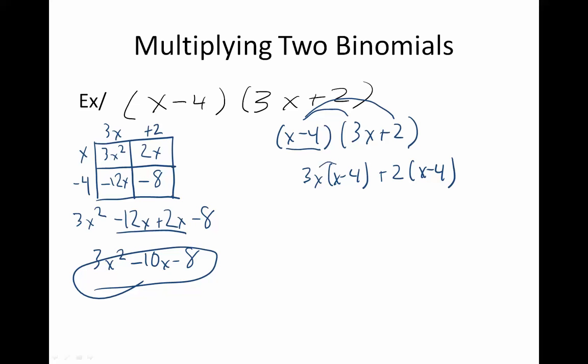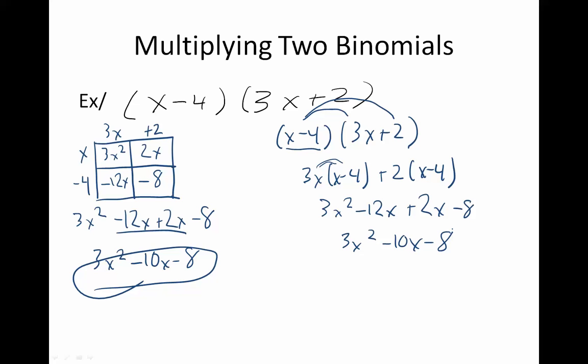So then I distribute again: 3x squared minus 12x. Notice how the 3x squared is that one there. The minus 12x is that one there. Plus 2x minus 8. There's the 2x. There's the minus 8. And then I combine like terms, and I get the same solution.